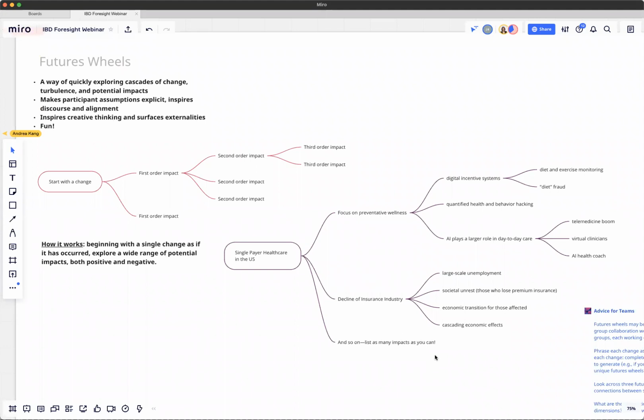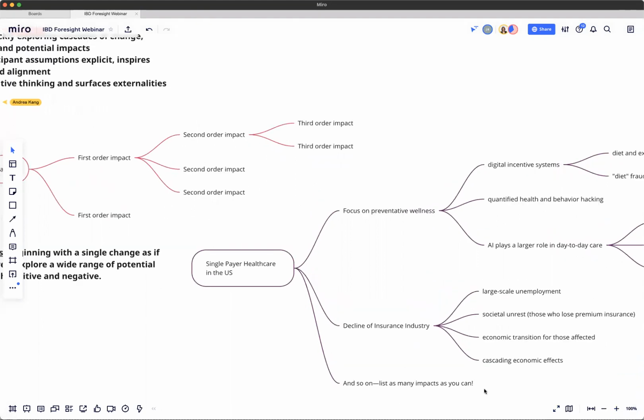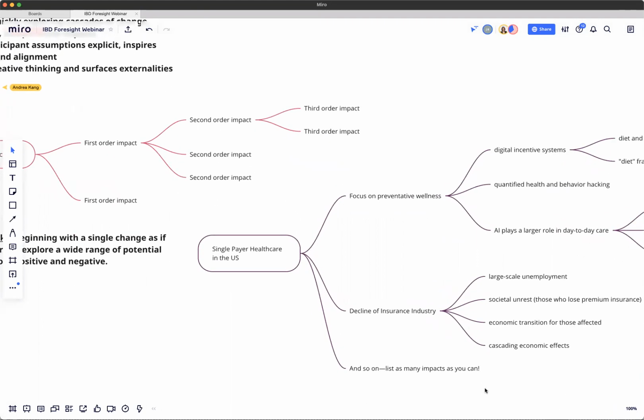So how it works. We take a change, like in this case, I chose single-payer healthcare in the US. We phrase it as something that has happened, right, in a potential future within the time period that we're working within. And then we explore the impacts of that as we go, right? So now we're going to practice this.